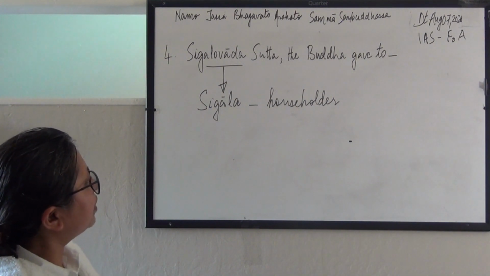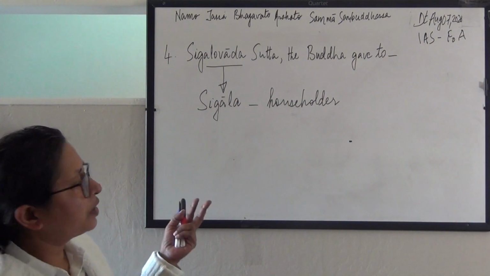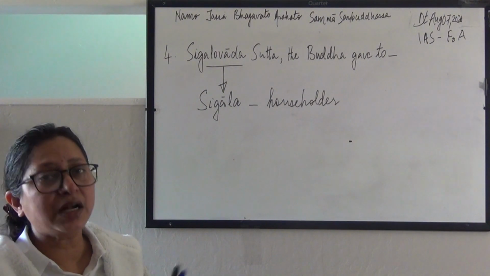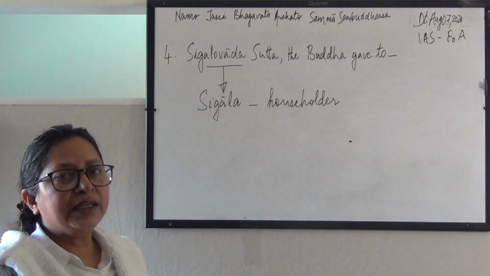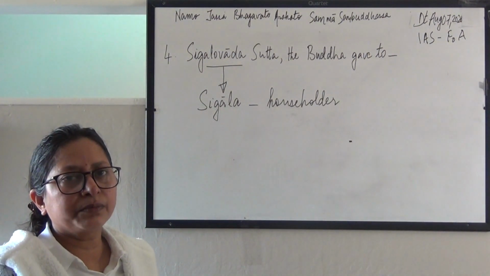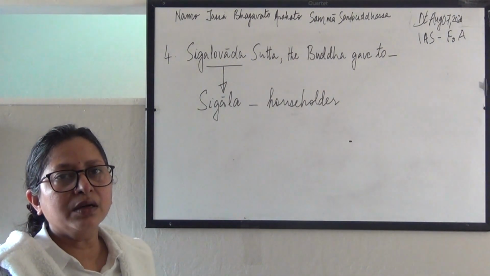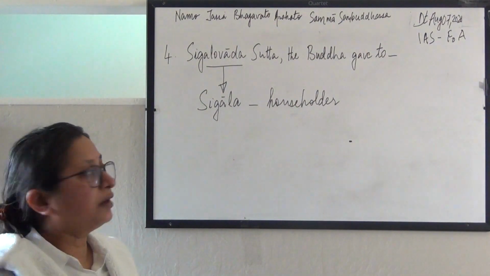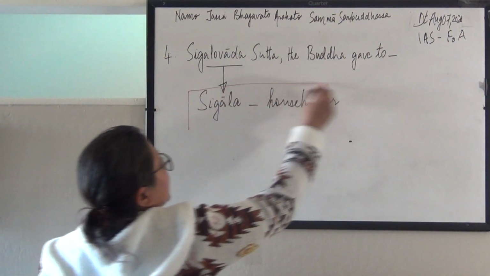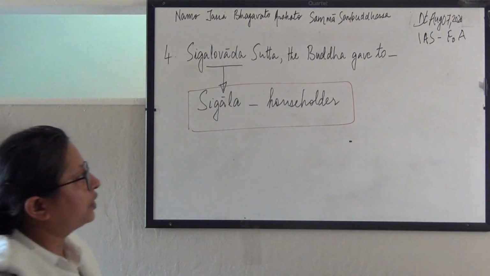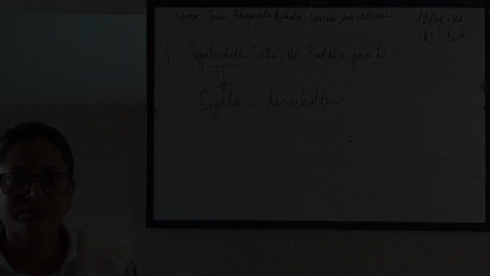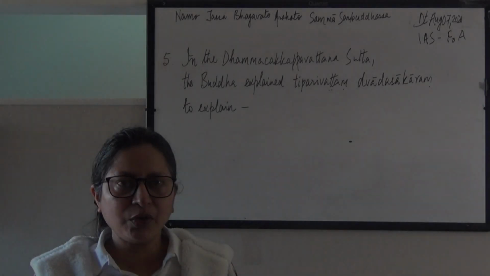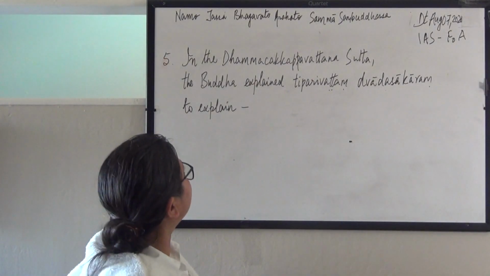There is in fact nothing much to talk about in this particular option. This sutta the Buddha gave to the householder, it's a masterpiece sutta, showing how a householder can live a life of the Arya Magga leading to Nibbana. So the right answer is householder. So going to the next question, that is the fifth one.